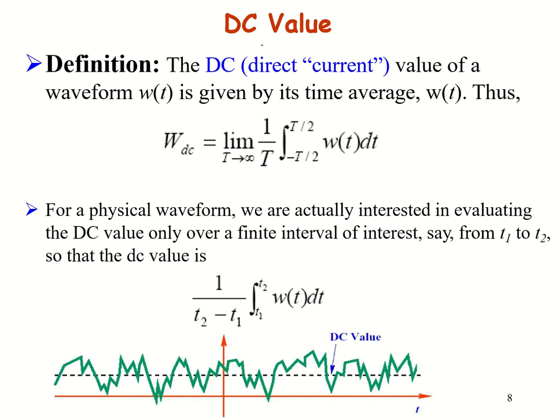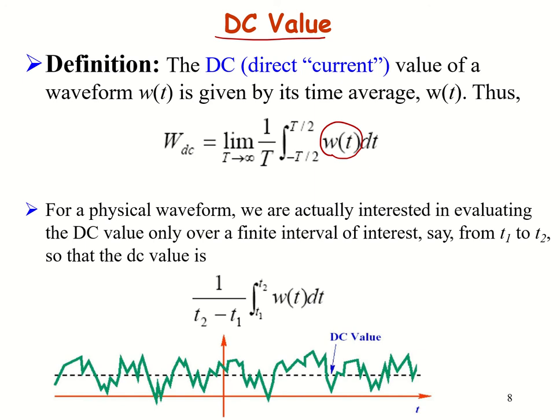DC value, as I said earlier, the average value or DC value of a signal, how can we calculate it? By applying the time average operator. Whatever signal we have, we put that signal here and integrate over one time period. That will give us the DC value of that signal, or the average value, or the mean value of that signal.